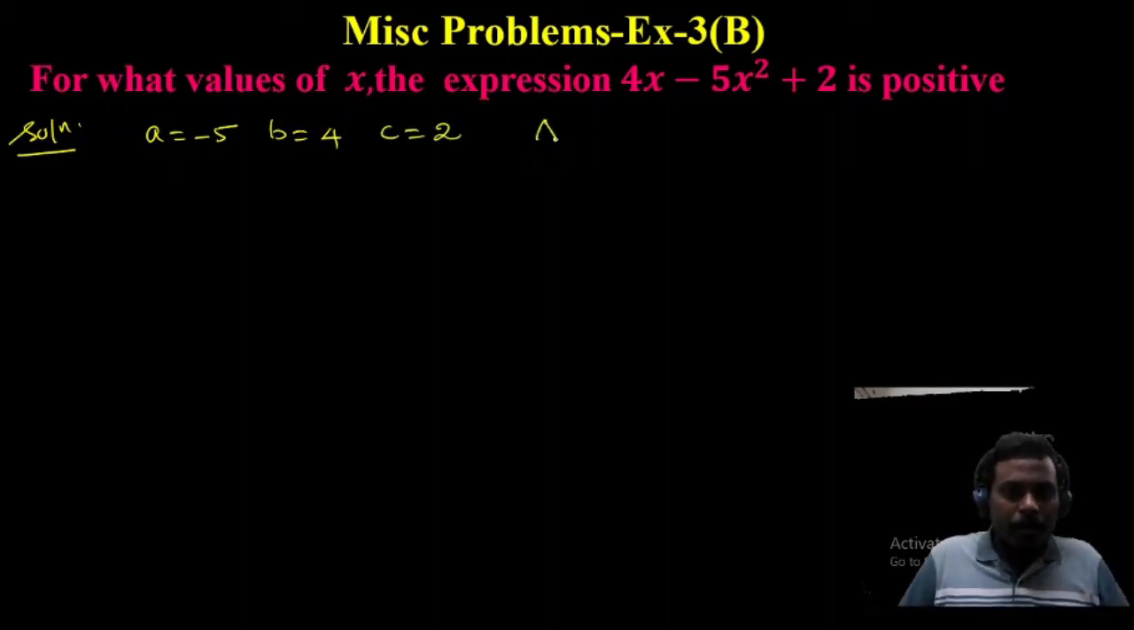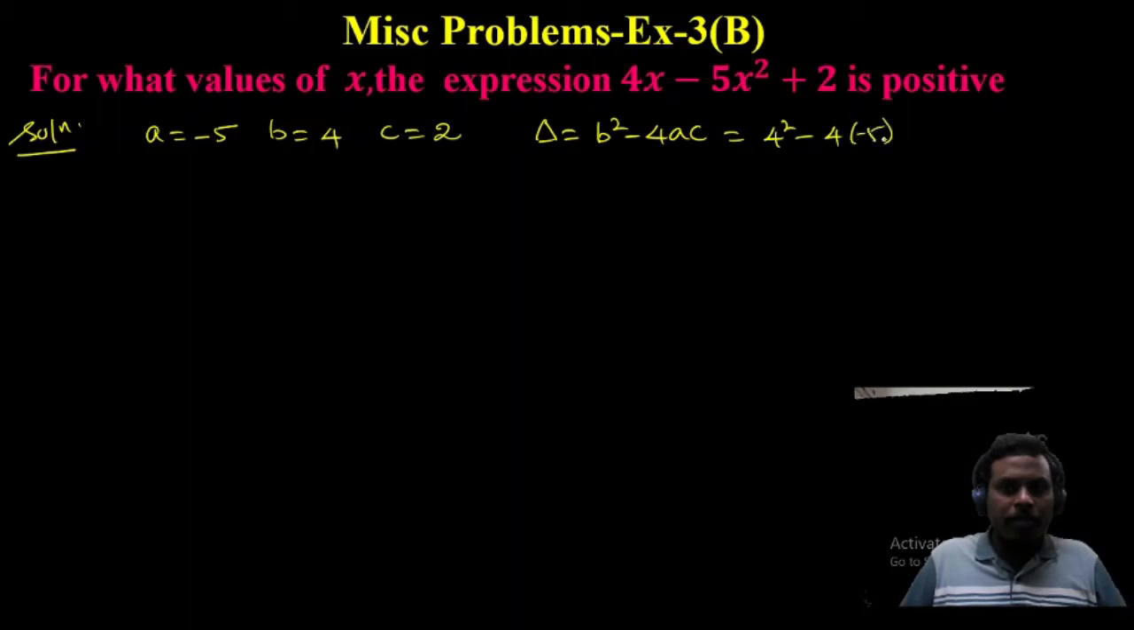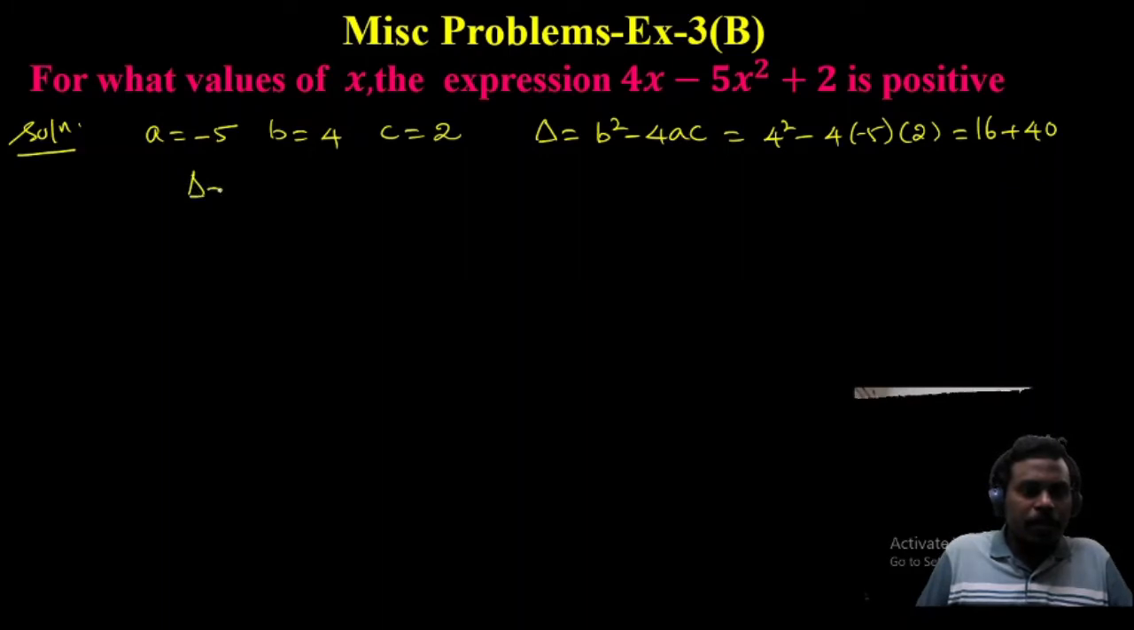Okay. Now what is delta here? b square minus 4 into ac. b square minus 4ac is b is 4 square minus 4 into a is minus 5 and the c here is 2. So this is going to be 16, 5 into 2, 10, this is 50, this is 40. So what delta value have you got? It is 56. So we have to apply theorem 3.